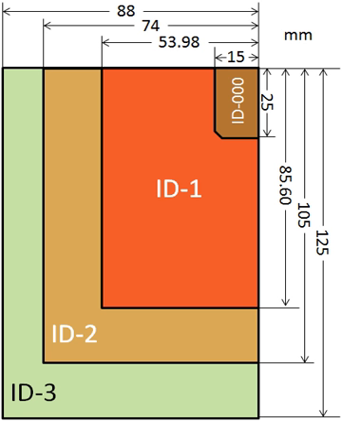Topic: card sizes. The standard defines four card sizes: ID1, ID2, ID3 and ID000. All card sizes have a thickness of 0.76 mm (1/32 in).